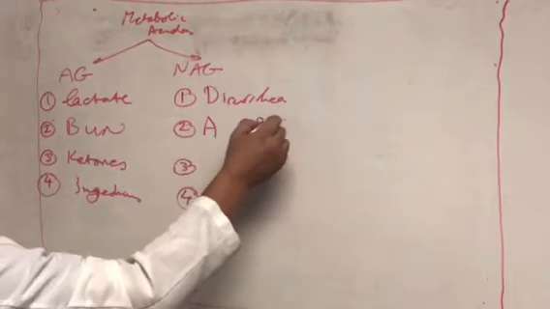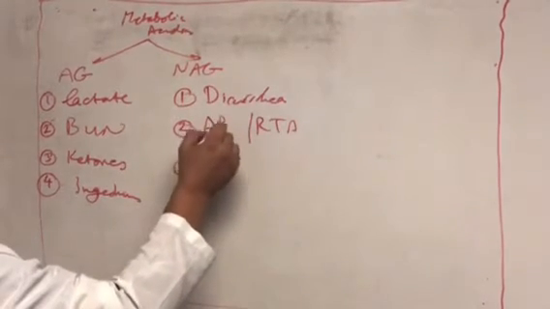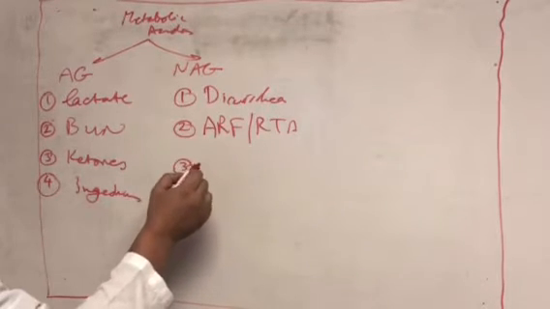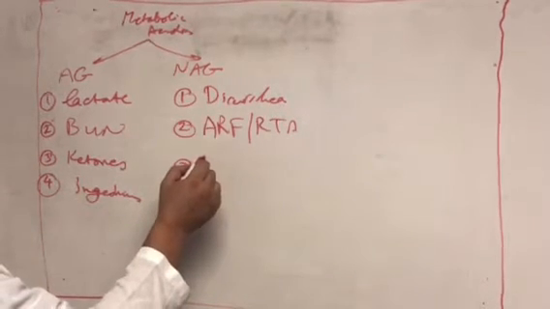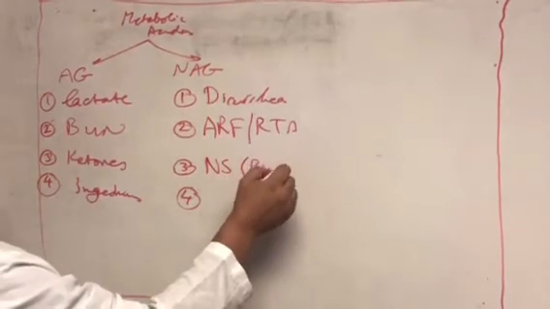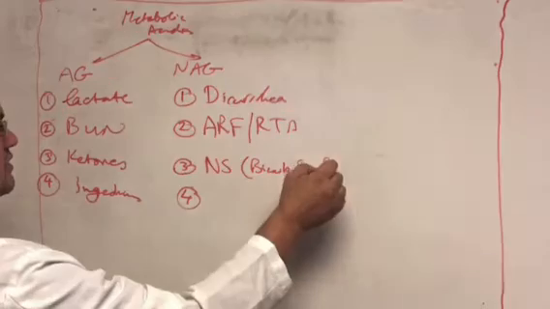Renal tubular acidosis or acute renal failure in the ICU starts like this, starts as an anion gap and then goes over to a non-anion gap, and then normal saline, what we call bicarb-free fluid resuscitation.